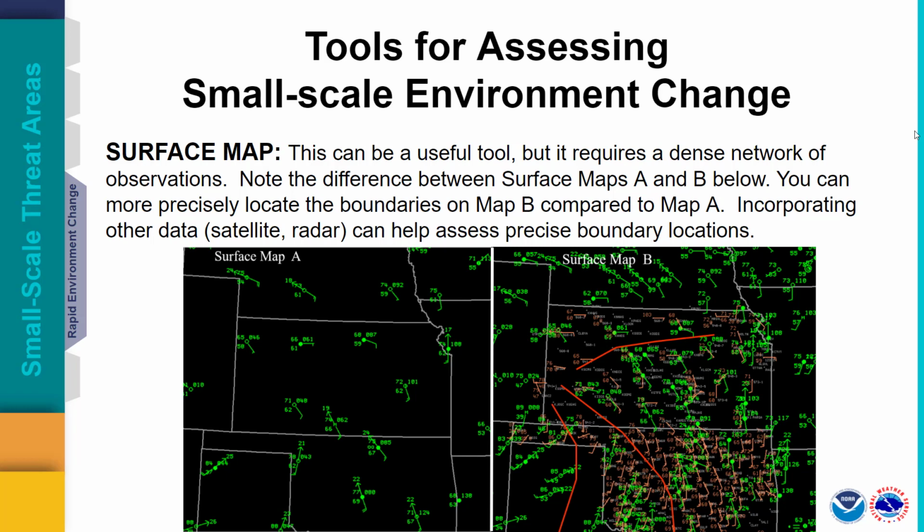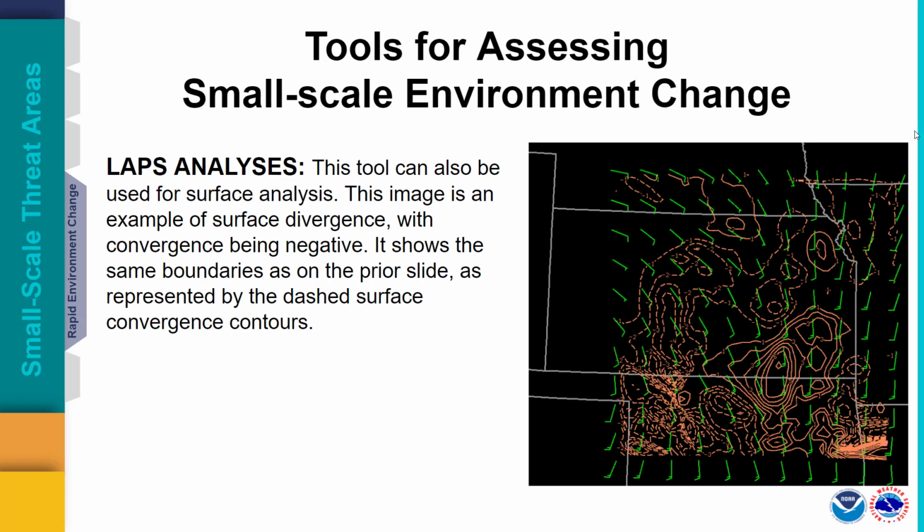Incorporating other data, such as satellite and radar, can help assess precise boundary locations. Lapse analyses can also be useful for surface analyses. This image is an example of surface divergence, with convergence being negative. It shows the same boundaries as in the prior slide, as represented by the dashed contours of surface convergence.